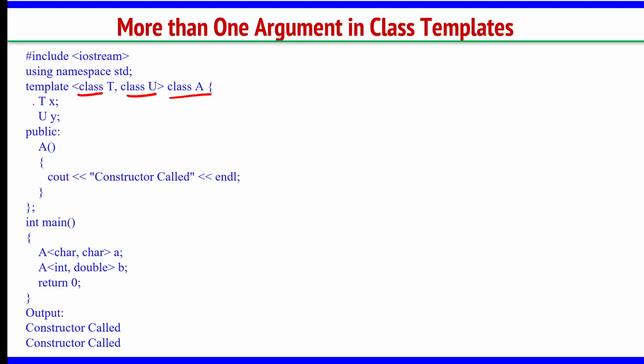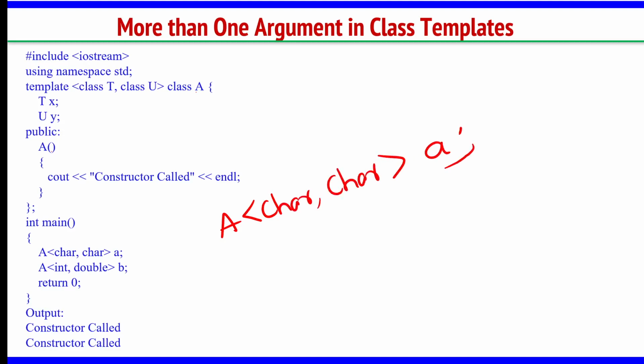In this I am having T x, U y, means private variables, one of type T, another of type U. Then public, a constructor is there. A default constructor is there without any arguments, default constructor called. So, in main you see for class A, name of the class is A, I am giving the data types char, char. I am creating an object, small a for this class capital A.